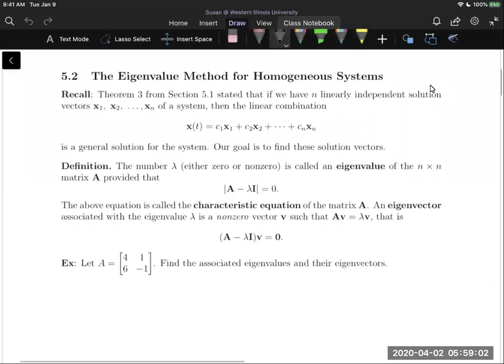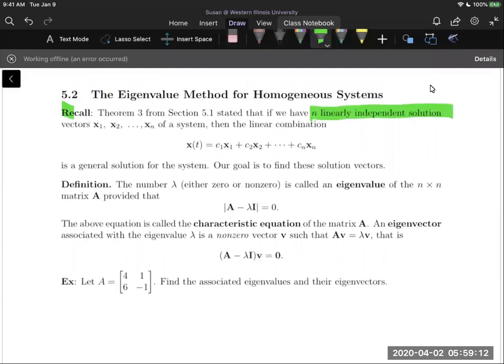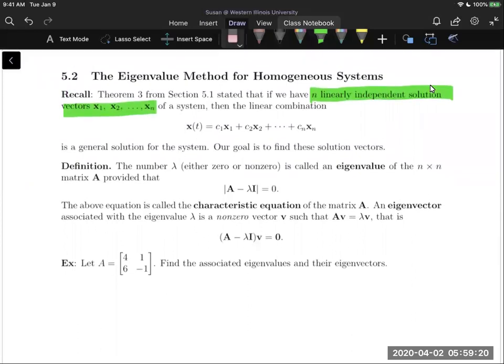So I just have a statement here at the beginning that talks about a theorem from the previous section 5.1. And the key here is that if we can find n linearly independent solution vectors x1 through xn, then we're in business. Because once we get those n linearly independent solutions, we can take a linear combination of them, and this expression x of t then becomes our general system. So in this section, we're going to focus on how to find these solution vectors.